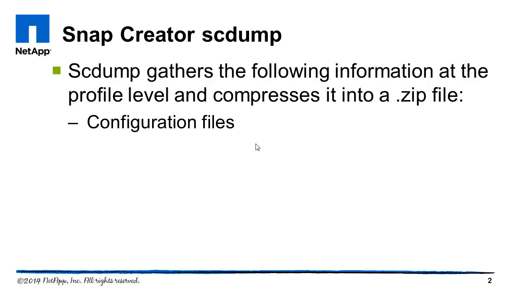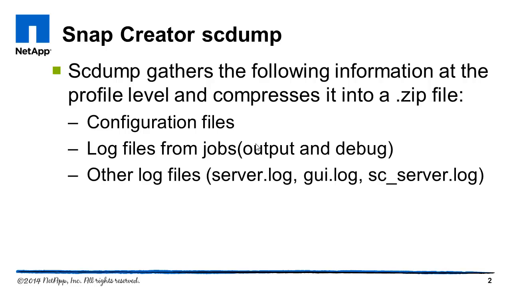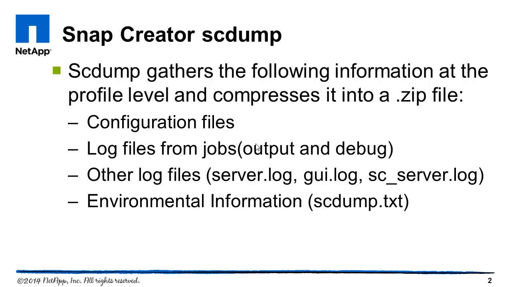SCdump gathers all configuration files within the profile, all output and debug level files, as well as error log files within the profile, and other log files from the Snap Creator server will be gathered, including the server.log, the GUI.log, and the scserver.log files. And an SCdump.txt file will be created that contains environmental information containing the versions of the Snap Creator server and agent, the version of ONTAP used, if SnapDrive is used, and what version, and the operating system used, calling uname or the equivalent command in Unix platforms, and the systeminfo command in Windows.